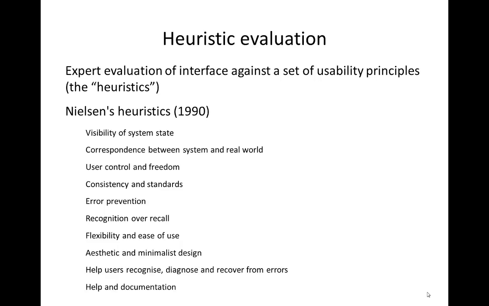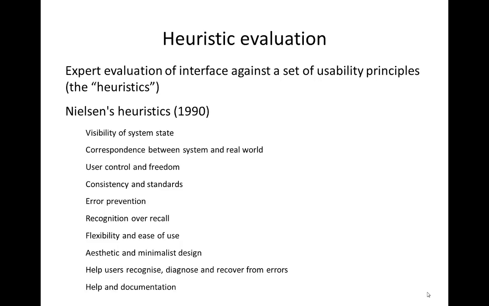So basically, you write a list of things that you say are important for the system to be usable, measures of usability. So Nielsen, 1990, provided this list.